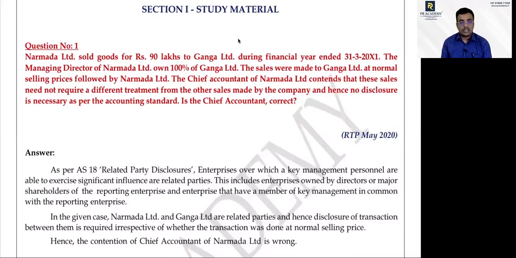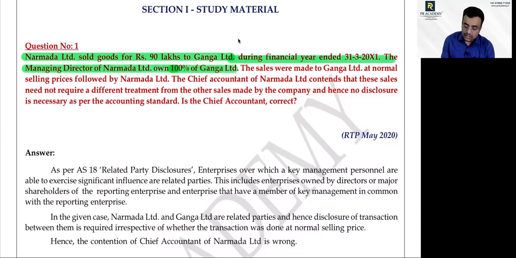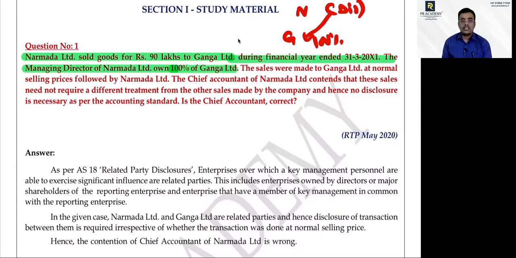Many students think that, oh, related party only, what small standard. But I hope you can understand how many different types of issues are there. Narmada Limited sold goods of 90 lakhs to Ganga Limited. During the financial year 31/3/2011, the managing director of Narmada Limited owns 100% of Ganga Limited. There is a Narmada Limited and there is a Ganga Limited. Here this director is holding 100% of shares in the Ganga Limited.